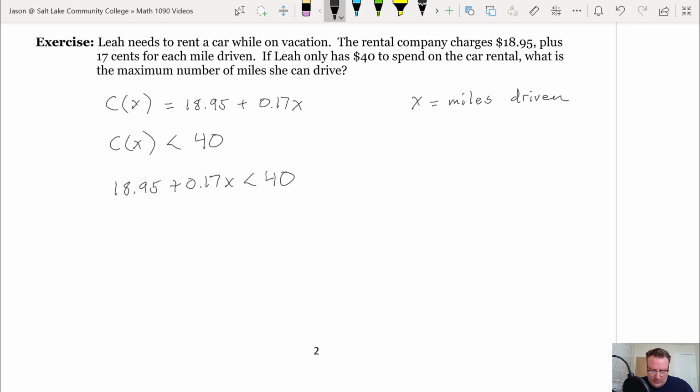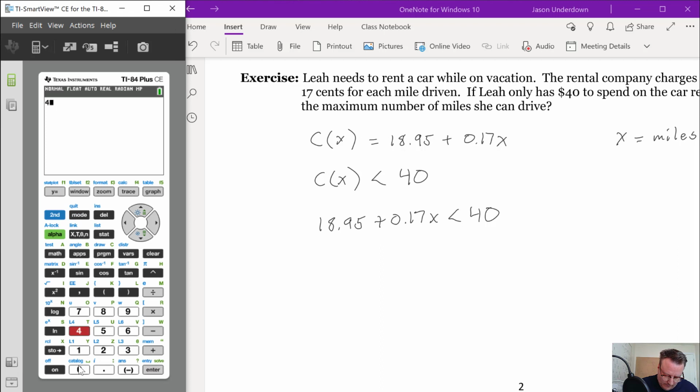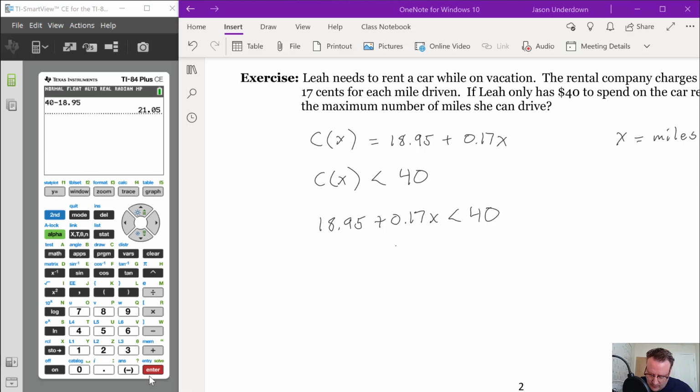And now I want to solve for x on one side of the inequality, so I'm going to subtract $18.95 from both sides. I think I'll use the calculator to do 40 minus 18.95. That's 21.05. So I'm going to end up with 0.17x is less than 21.05.